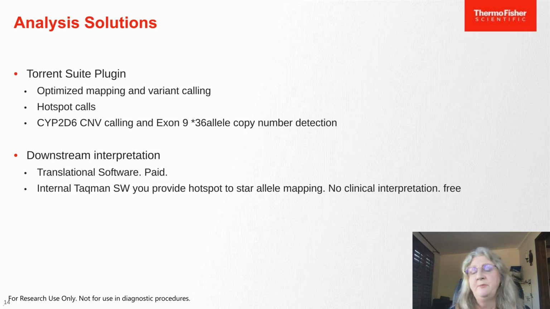One I'd like to point out is translational software. This is a very comprehensive software solution. It is paid. It does cost money, but this will provide a full clinical interpretation of the genotypes of the individual, describing the star allele status of the individual, and also will have an extensive report describing the impact of these genotypes on the metabolism of various drugs.